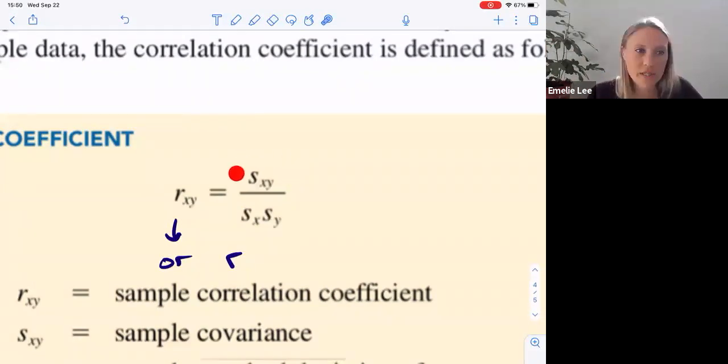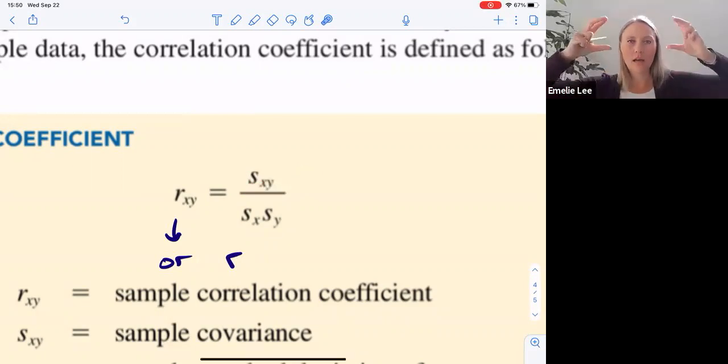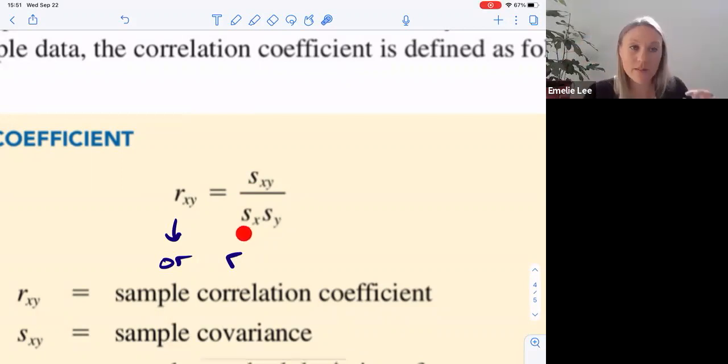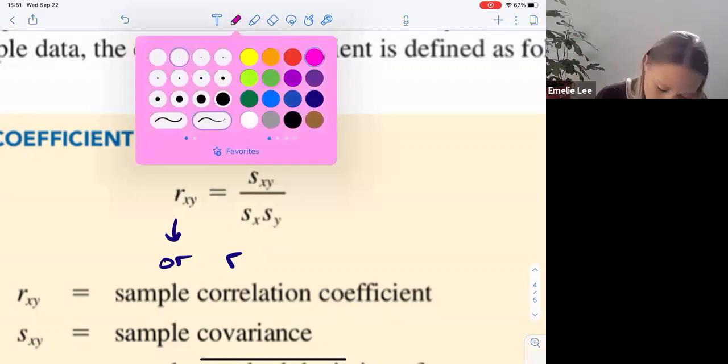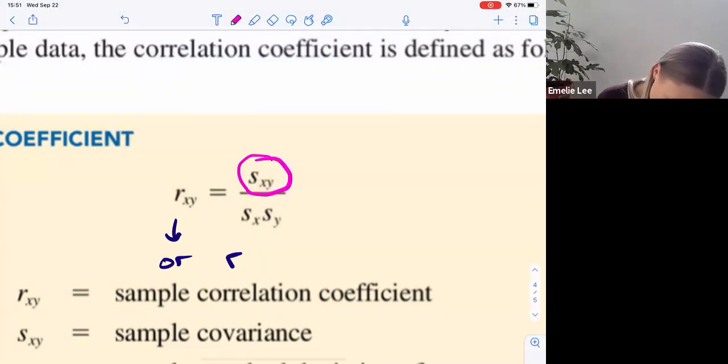And notice that it has the covariance as the numerator, right? And so what it's doing is taking that covariance, which is a measure of the relationship, but then in order to divide out the units, we divide by the standard deviation of x times the standard deviation of y, and that's what makes it unitless. And so here you have the covariance.